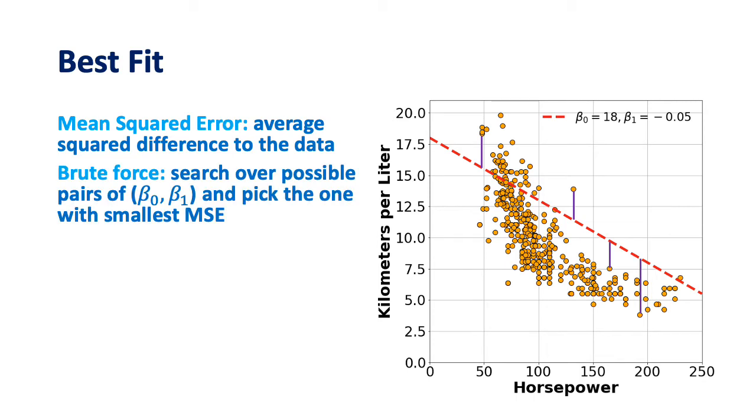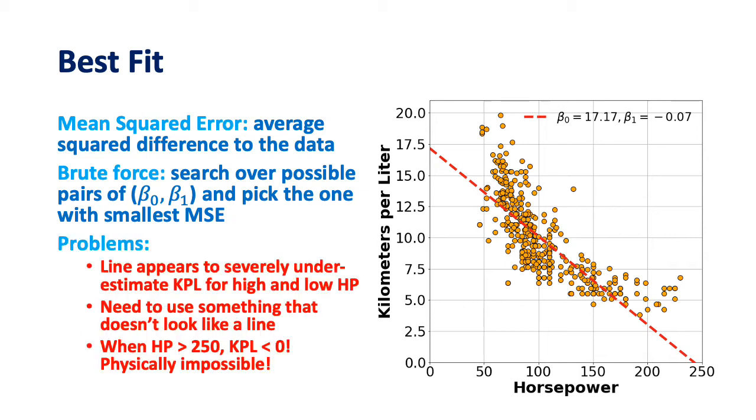Using this objective function, we can apply brute force search, which searches over possible pairs of beta 0 and beta 1, and picks the one with the smallest mean squared error. So we could pick 10 values of beta 0 and 10 values of beta 1, which means we would examine 10 by 10 equals 100 possible combinations. Applying this procedure gives us this line, which clearly has a better fit than the previous line.